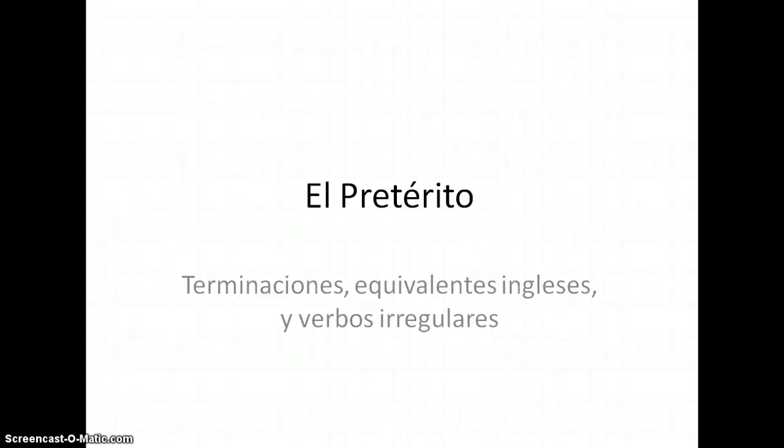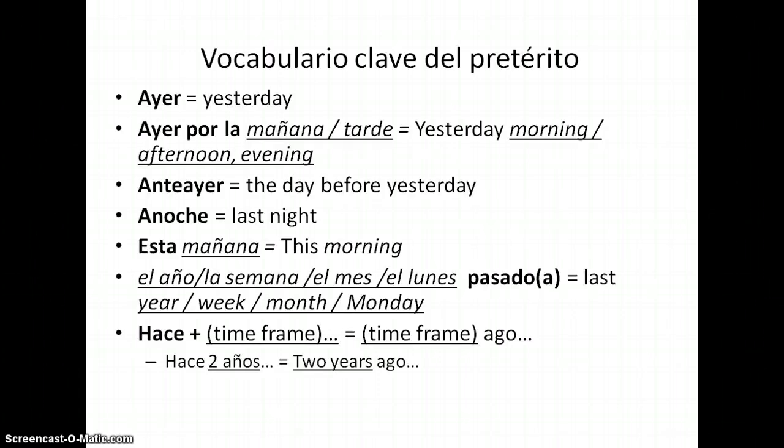After this video, you will have learned the uses of the preterite tense and also the forms of the preterite tense, both regular and irregular conjugations. The following is a list of vocabulary that's important to note when you're studying the preterite tense in Spanish. All of these vocabulary words describe single completed actions in the past, which is when we use the preterite in Spanish.